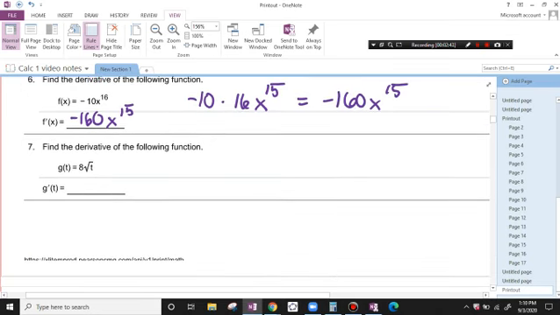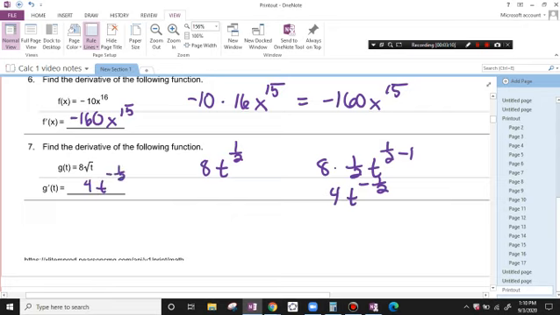Here they're trying to intimidate us. We've got 8 times the square root of t. The square root symbol is the 1/2 power. And so here we're going to hold the 8. The derivative of t to the 1/2 is 1/2 t to the 1/2 minus 1. And so half of 8 is 4. And then 1/2 minus 1 is negative 1/2. So we get 4t to the negative 1/2, or you can write it as 4 over the square root of t.